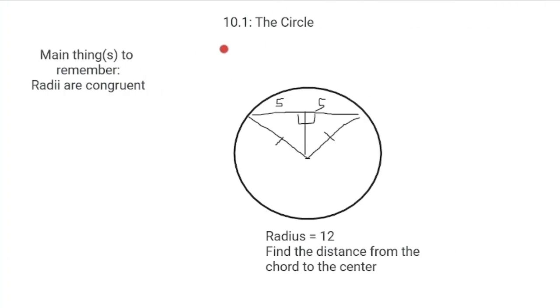10.1, pretty simple section, right? Main thing to remember is that radii of the same circle are congruent. So, a simple problem like this: the radius is 12, and we have to find the distance from the chord to the center. If we know the radius is 12 here, then we can solve for this using the Pythagorean theorem. Right, pretty simple section.